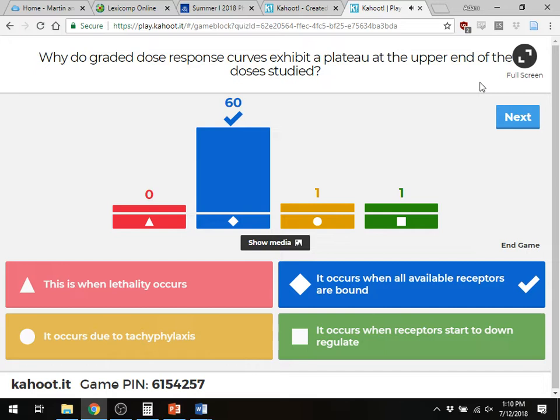Good. So when you see those curves, you get that plateau effect once all the receptors are being bound up. Doesn't matter how much more drug I give, I can't get any more effect out of it because all the receptors are bound up. It's all saturated. Now, what is tachyphylaxis?